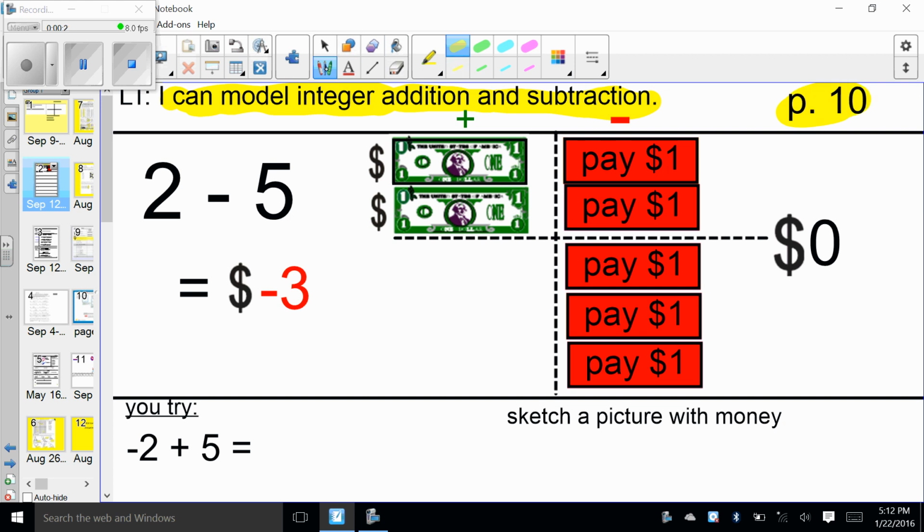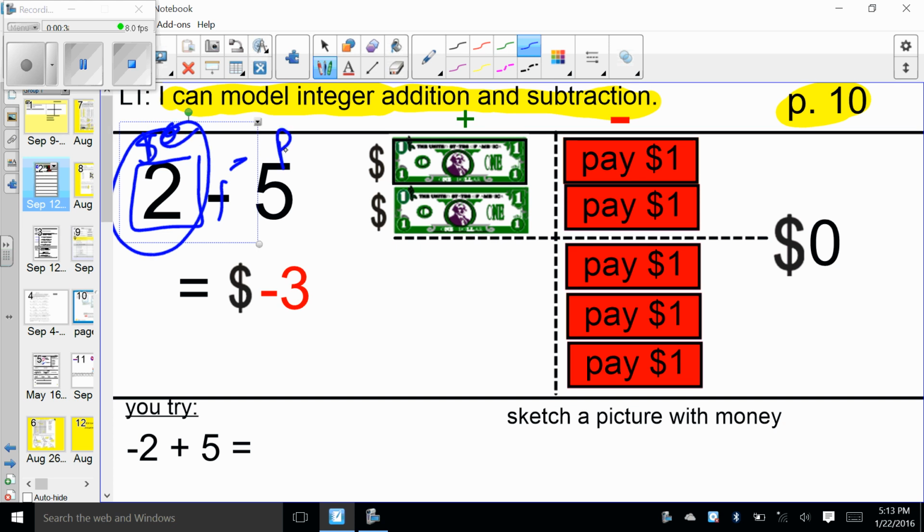So we're gonna start by looking at this first example of 2 subtract 5. Now we've been talking about that we are going to change all these subtraction problems into addition problems by doing stop, shop, shop. So we have $2 in our bank. We're going to pay 5. What's the result? The result is -3. So how do we show that using money?